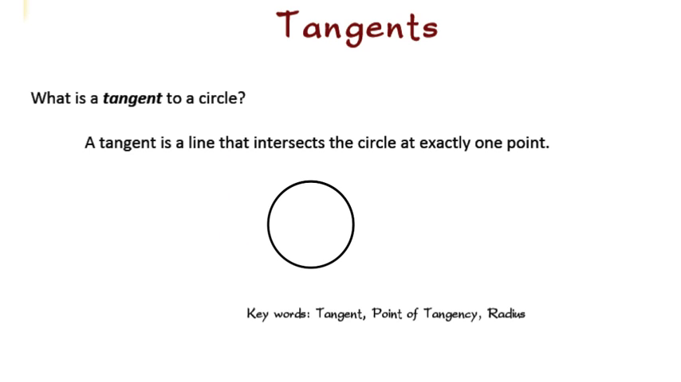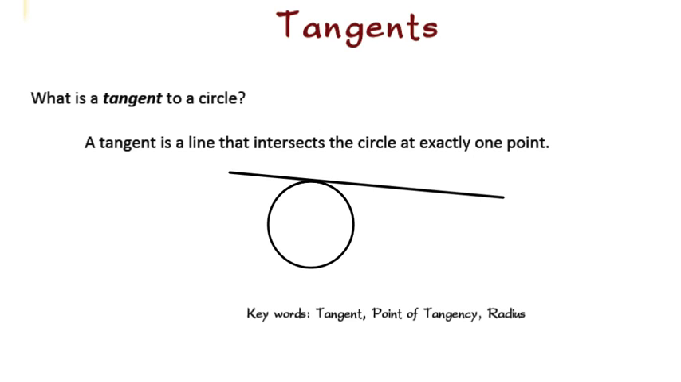What is a tangent line? Well, a tangent line is a line that intersects the circle at exactly one point. You can only intersect one time. Remember, lines go in both directions forever. So what you're looking at is a line that comes through and touches only one time. That is a tangent line. It can only touch the circle once.